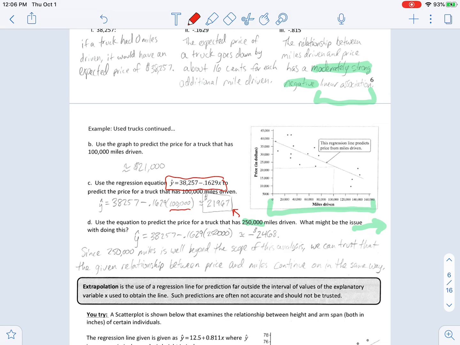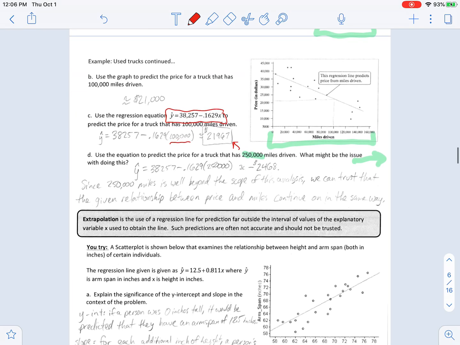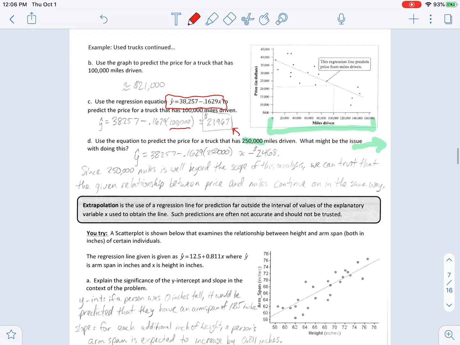So extrapolation is when we're using regression data for a prediction that's really far outside of what the previous data shows. Remember, we're using the previous data to get our regression equation. If we're outside of that window, especially in the x direction, we don't necessarily know for sure if that pattern continues, okay? So be careful with that. That doesn't necessarily give us accurate data and likely will be an incorrect statement to make, okay?